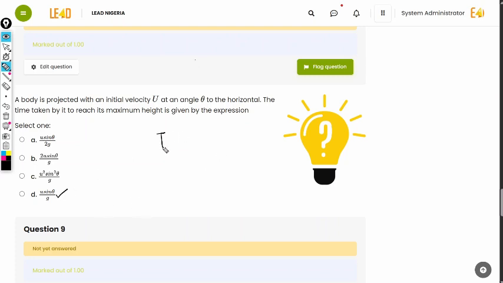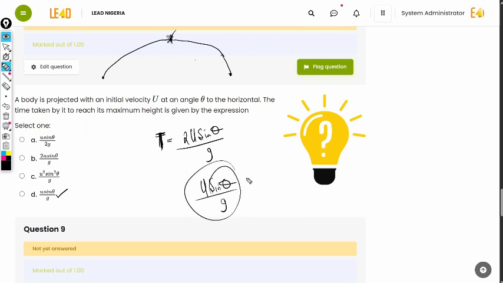Why? Because your total time of flight, of course, is the time it takes you to go here and then come back, right? So the time to the maximum height would be half of that formula. So your total time of flight T is 2u sine theta over g. So the time just to get to this point here would simply be u sine theta over g. Alright, so it's half of that. That's option D.